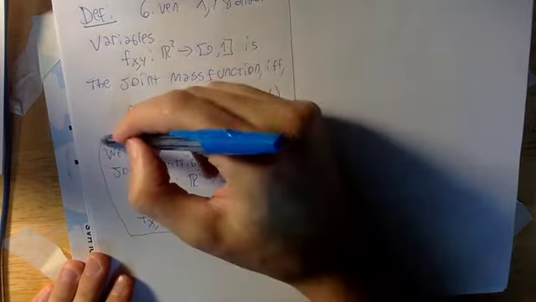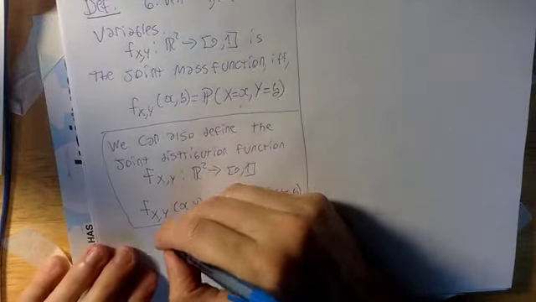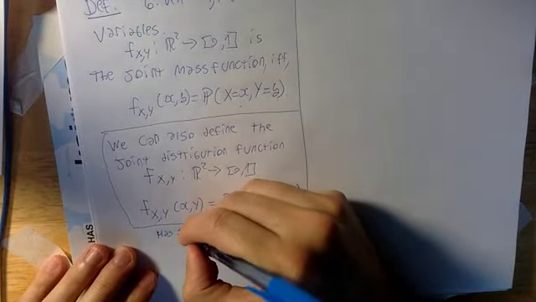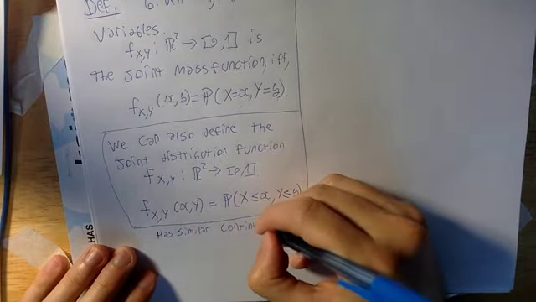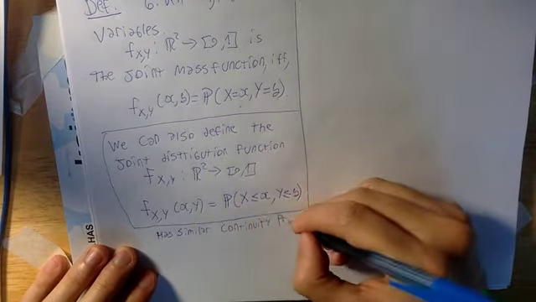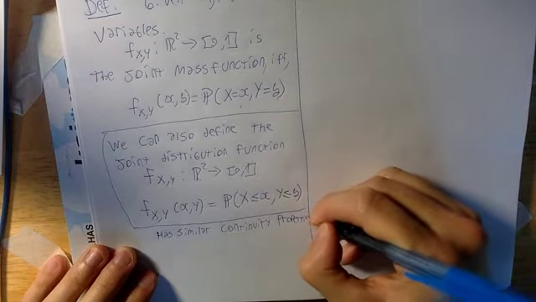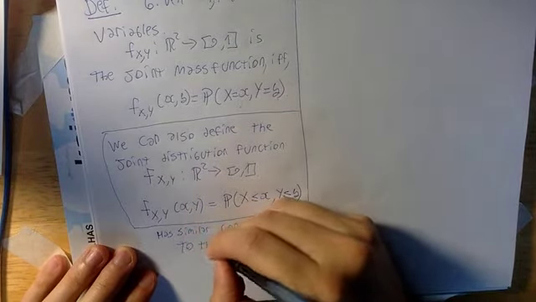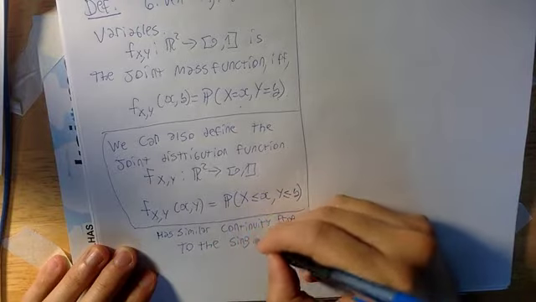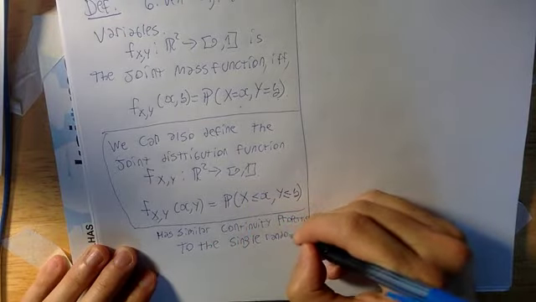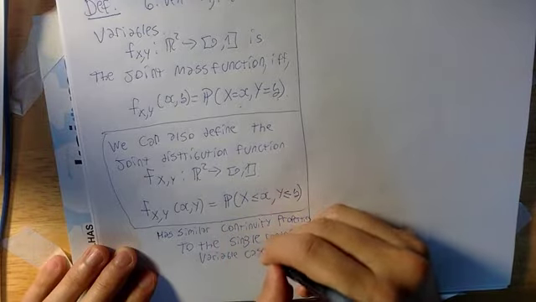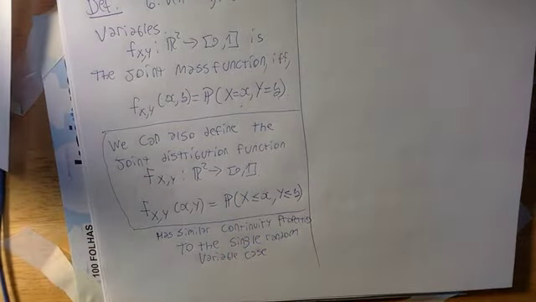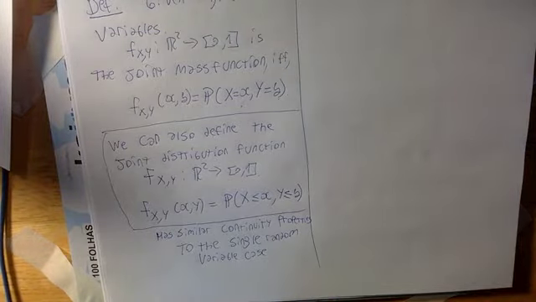Okay, so we're not going to do much with this, but the point is you can define this, and it has similar continuity properties to the single random variable case. And this is an if and only if, the same as we have seen before for a single random variable.